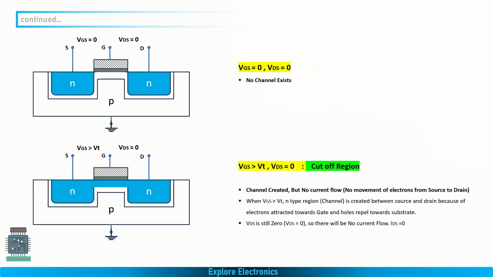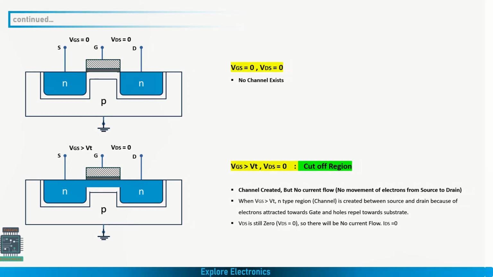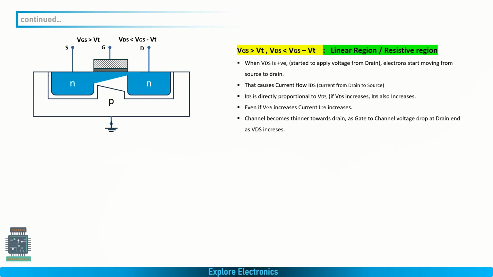Now the next thing we need to understand is, by keeping VGS more than VT and creating a channel, what happens when we apply VDS further. When VGS is greater than VT and VDS is less than VGS minus VT, it is assumed that we start applying VDS positive from the drain. Because of this, current will start to flow from drain to source. If you look at the physical structure of the transistor here, the channel is thinner towards the drain and towards the source it is normal.